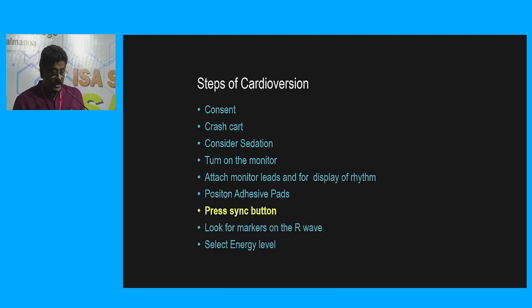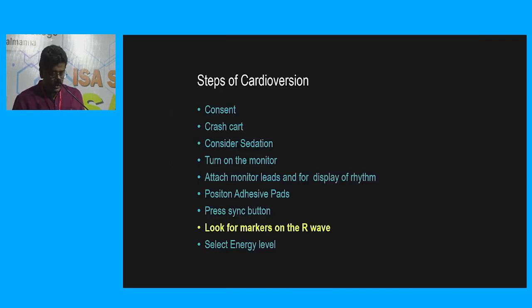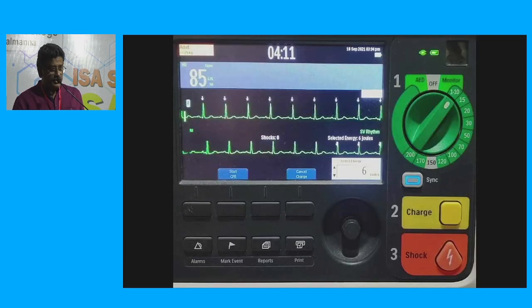Then press the sync button. You have to press the sync button. So where exactly is the sync button? You should know where exactly the sync button is. You press on that. Once you press on that, look for the markers. So you can see on the markers above the R wave, there are markers. Those are the synchronized markers there. So it is synchronized with the R wave.